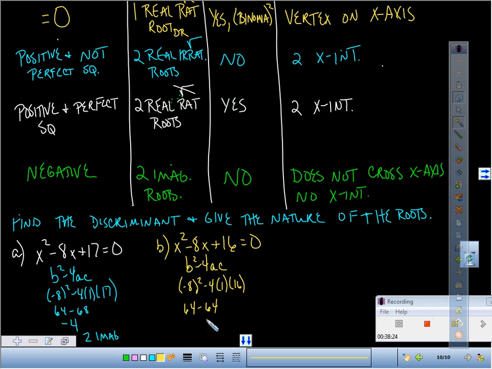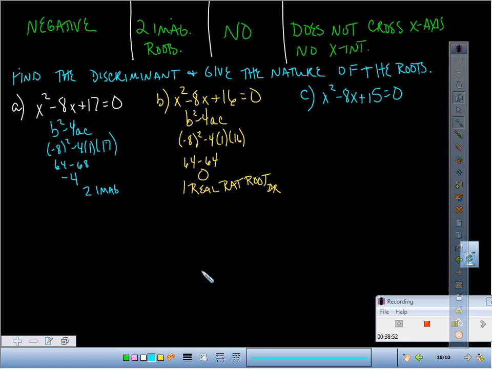The discriminant is 0. So tell me about the root. One real rational root. What should I write? DR, the double root. Very good. Okay, let's do this. Here's the last one, C. x squared minus 8x plus 15 equals 0. Find the discriminant. Four problems like this on the test, people.